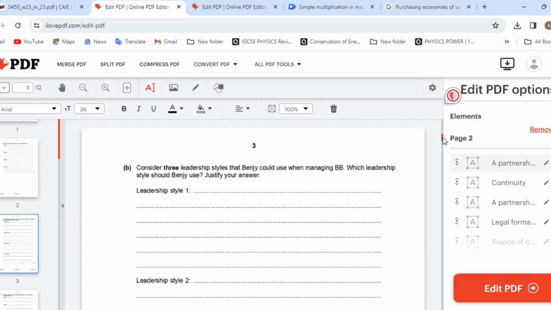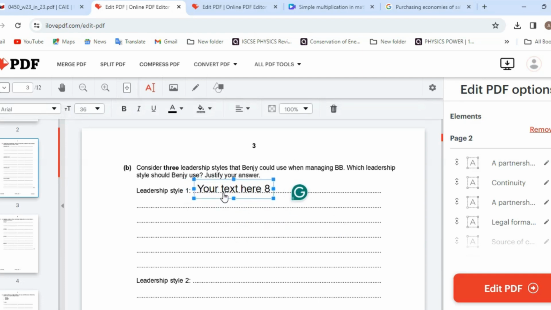Okay, this is our question 1A. We were told that BB used a leadership style in the appendix. Here we were told to consider 3 leadership styles that Benji could use when managing BB, that is Benji's building. Which leadership style should Benji use? Justify your answer. Can you mention the three types of leadership that we have? Autocratic, democratic, and laissez-faire.